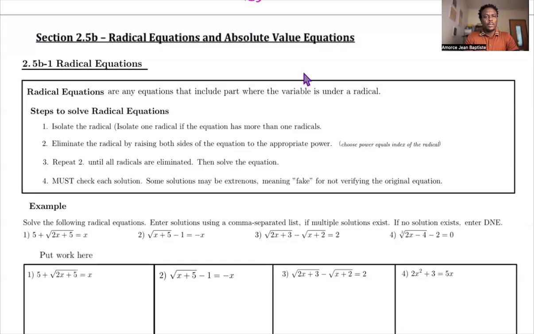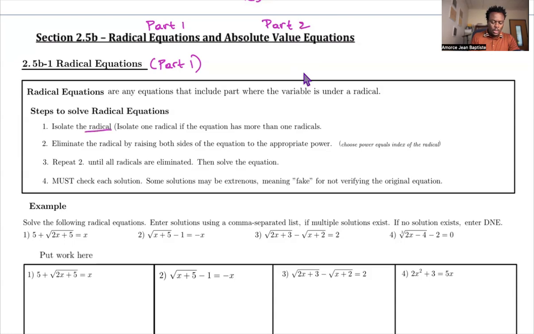So this next section, 2.5b, will be about solving radical equations and absolute value equations. But this video will be part one, and then part two. So we would take part one here, solving radical equations. Now, when solving radical equations, the first step is to isolate the radical.